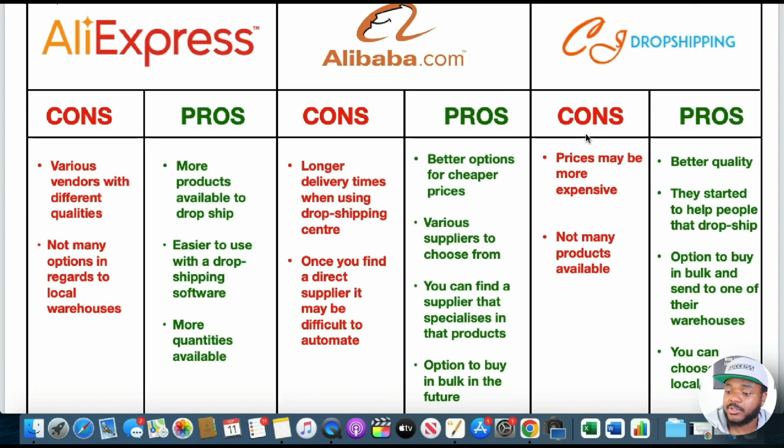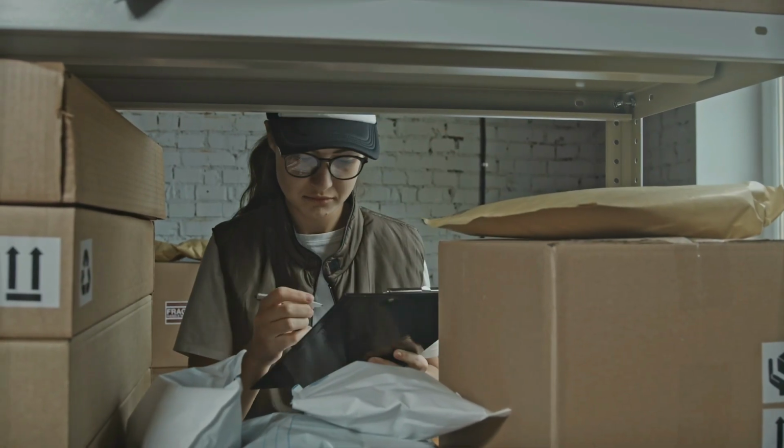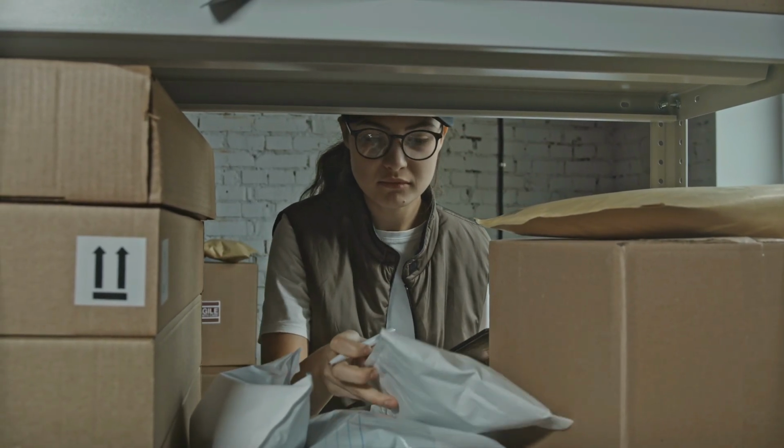And finally, moving on to CJ Dropshipping, one of the first cons is that prices may be a little bit more expensive. One thing I've noticed with CJ Dropshipping is that prices are a little bit more expensive compared to AliExpress. The reason is that they are actually buying all of these different products in bulk directly from the manufacturer, which means they have to charge a premium because they've gone out to make sure that they're getting the best quality items. And that's the reason why there's a difference in price.